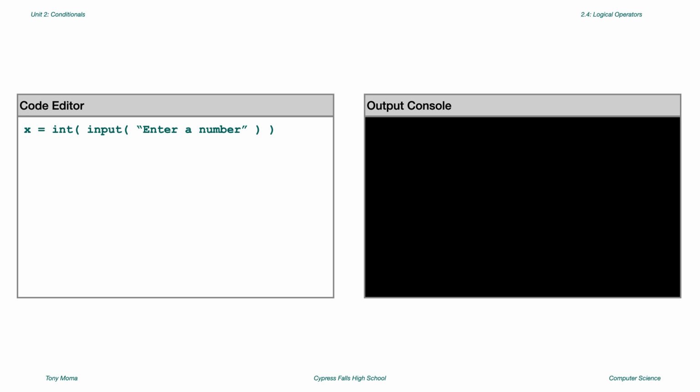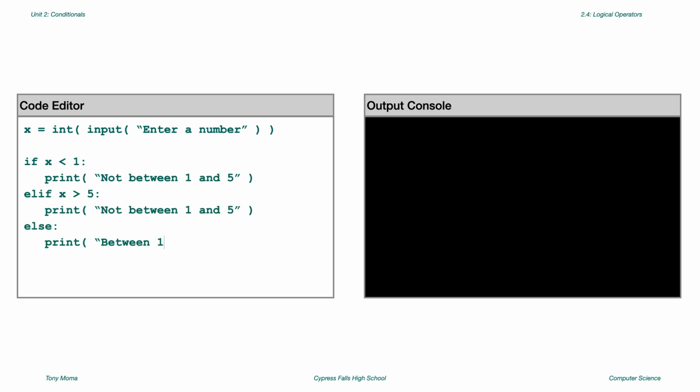One way to do that would be to use a multi-way statement. I would state if x is less than 1, then print not between 1 and 5. Else, if x is greater than 5, then print not between 1 and 5. And if both of those conditions are false, well then the only other possibility is that x is between 1 and 5. Hence, we'd print out between 1 and 5. Now, notice that the first two conditions both lead to the exact same output.